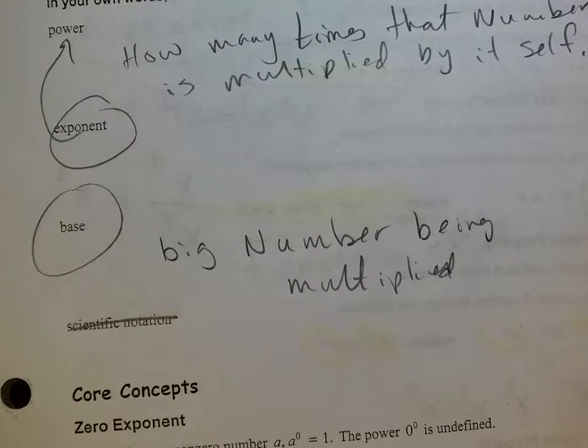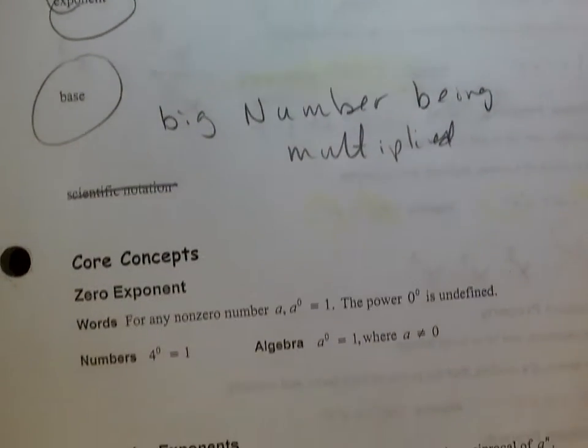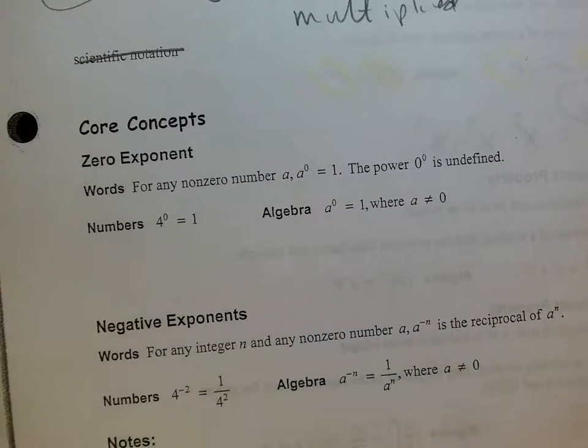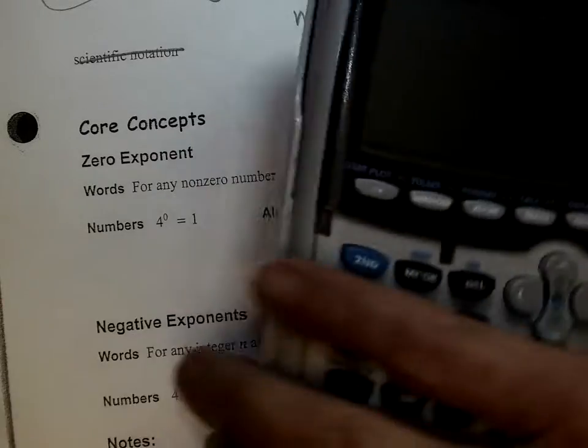Now, zero power. This is really weird, but trust me. Anything to the 0 power is always 1. Anything. So let's check it out. Let's see what our calculator says.